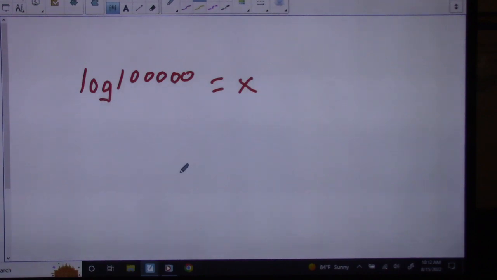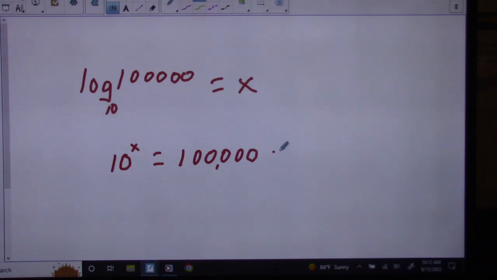Well, what is x? What we can do is change this into an exponential function. We know that log by convention is log base 10. So 10 to the power of x is equal to 100,000. So what power of 10 is 100,000? It's 5. 10 to the power of 5, right? So we have 10 to the power of x equals 10 to the power of 5, so x is equal to 5.